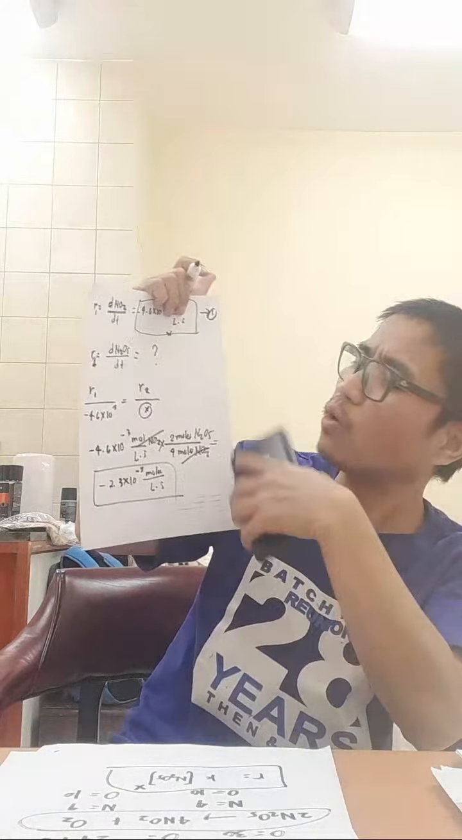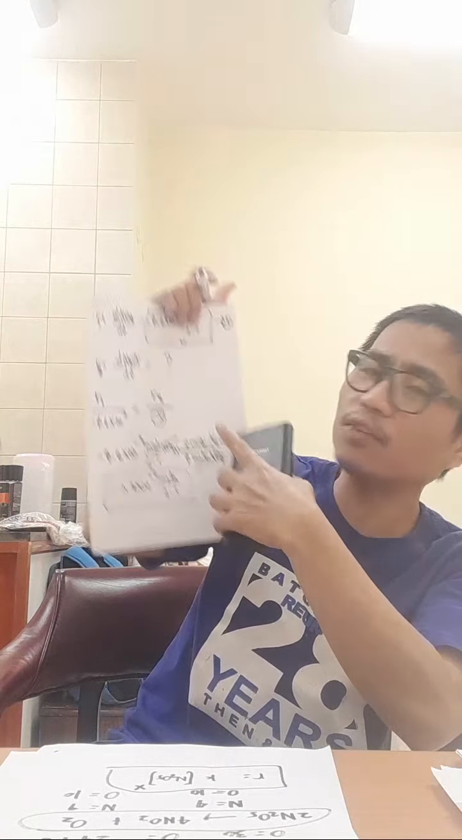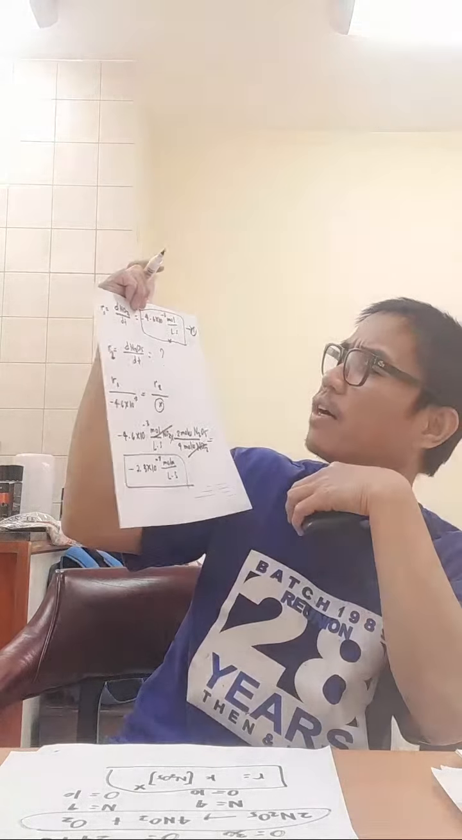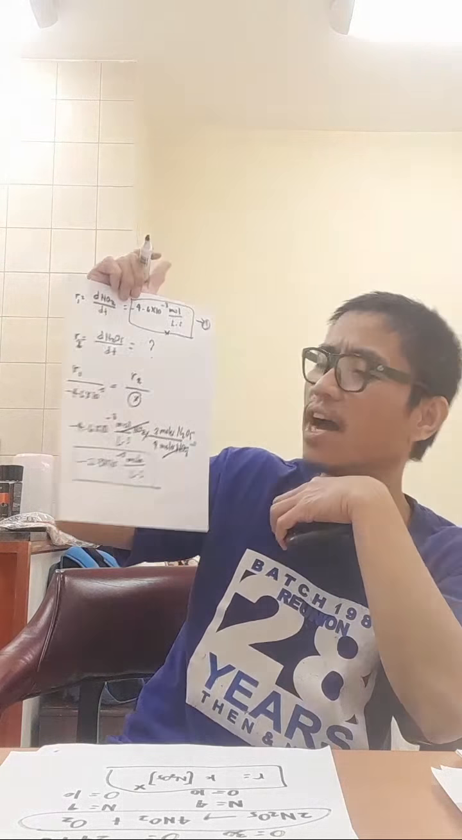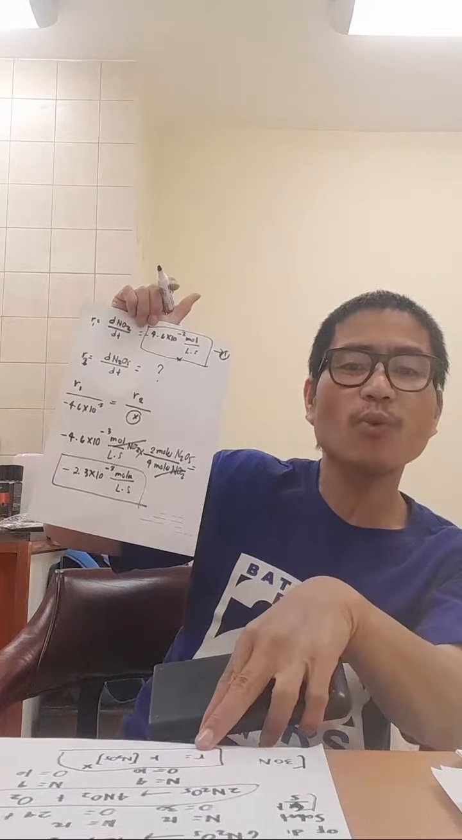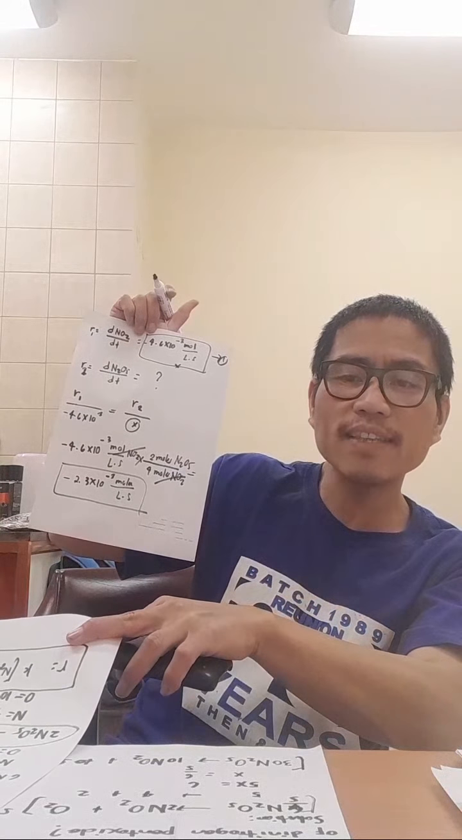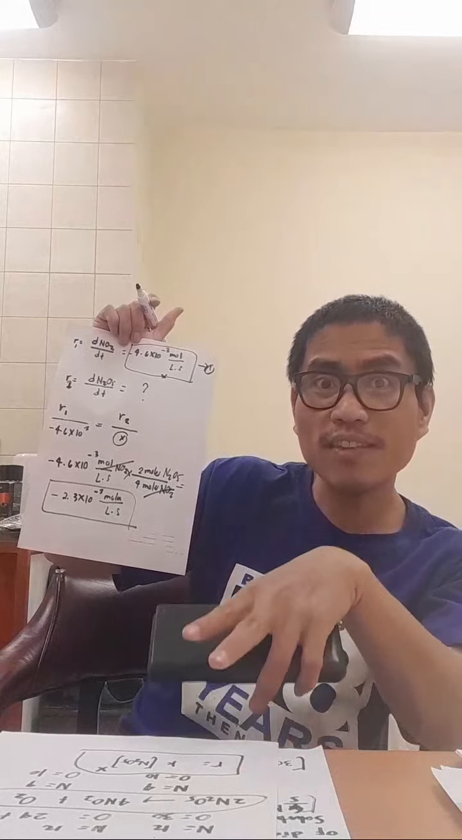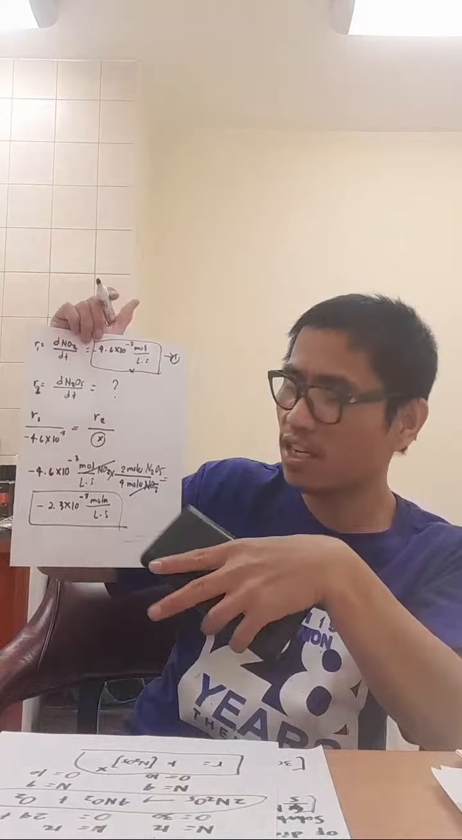So no need to solve for the other thing because we are already after the R2. That is the rate of disappearance of nitrogen pentoxide. Now guys, the question says rate of disappearance of the nitrogen pentoxide. So that's negative because it's a disappearance, it's lost. So this is correct: negative 2.3 times 10 to the negative 3 moles per liter per second.